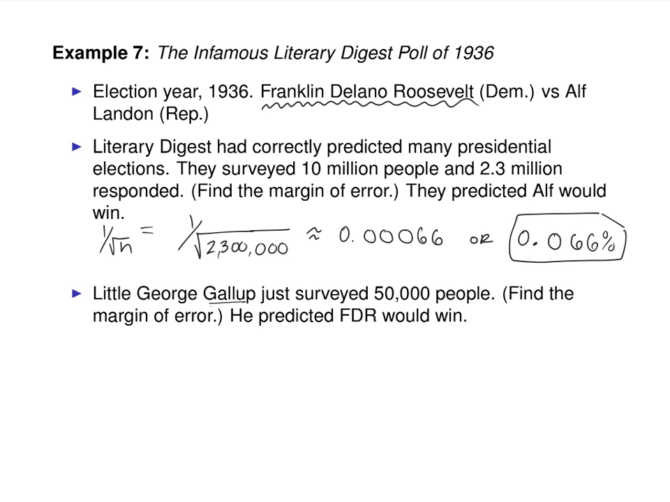But little George Gallup, have you seen this name before? If you follow any presidential polls, there's an organization named after this guy. There are lots of Gallup polls. If you look up presidential election standings on Google, you'll get things that say Gallup on them. He surveyed just 50,000 people, so let's find his margin of error. 1 over root 50,000. It's also pretty small, about 0.0045. What's that as a percent? Which is also a pretty small margin of error, right?